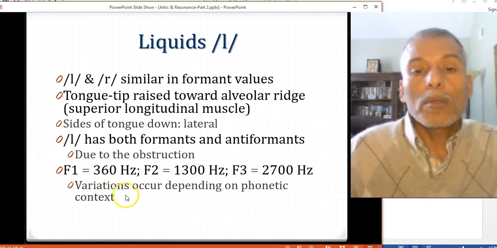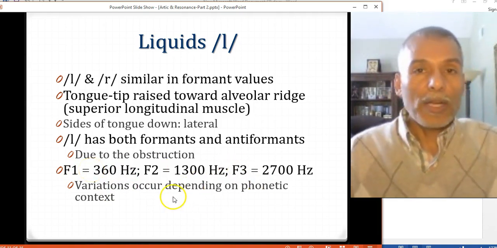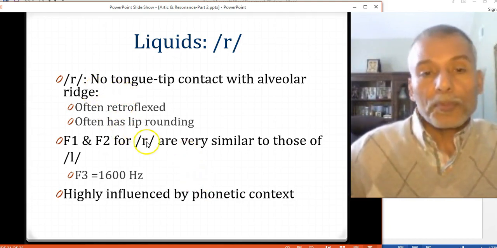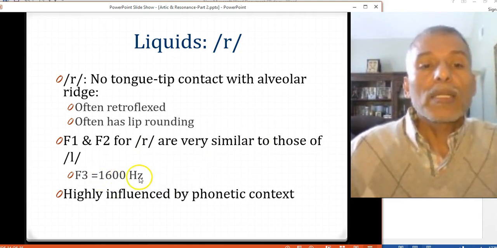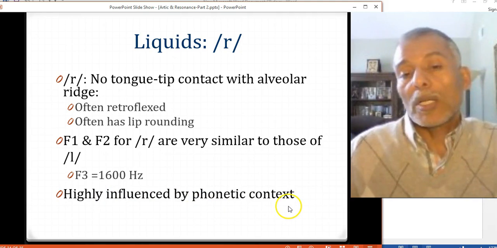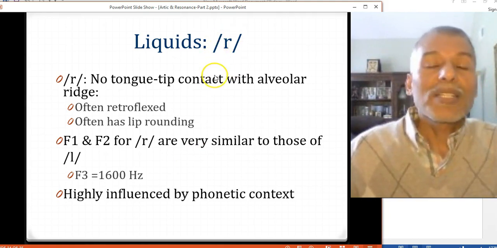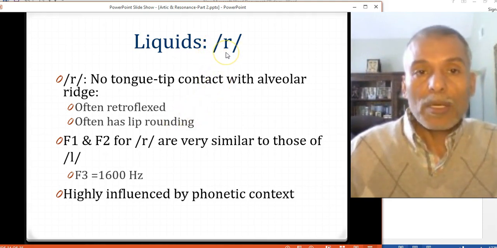Now, depending on the phonetic context, what comes before and what comes after is going to modify the pitch. For the other sound it's very similar, F1, F2, but the F3 comes much faster, at 1600 hertz. So again, this sound is very influenced by what comes before and what comes after, and in many, many cases, of course, it is not even a consonant at all. It becomes simply a rounded vowel, as I described in the mid-central vowels.